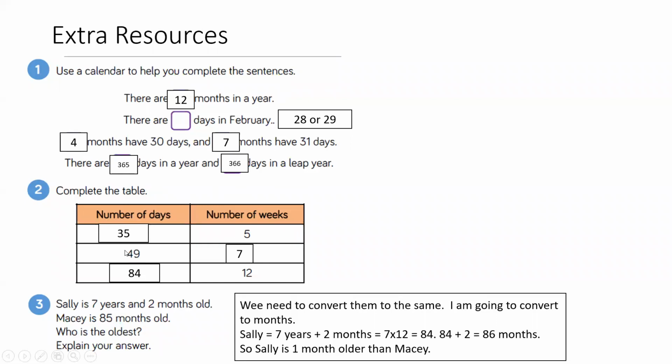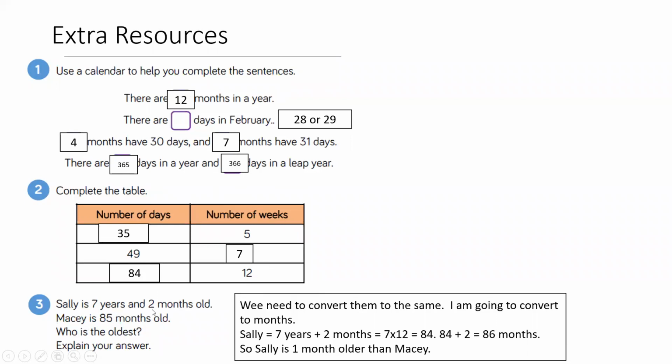We know there's 49 days, and now we're going to do dividing because we know there's 7 days in a week. So 49 divided by 7 gives us 7 weeks. If we have 84, we're now going to divide that by 7. So 84 divided by 7, and we know that's 12 weeks.